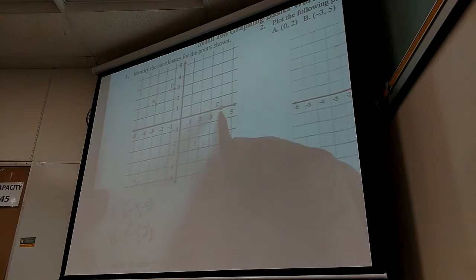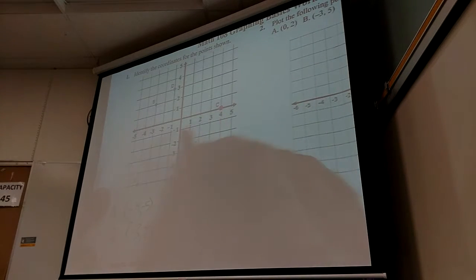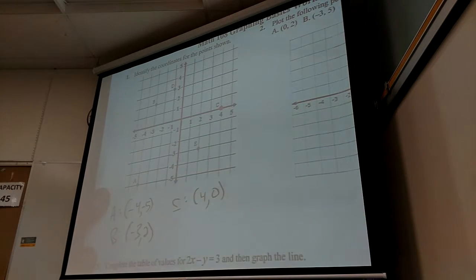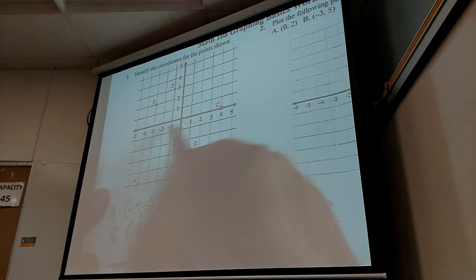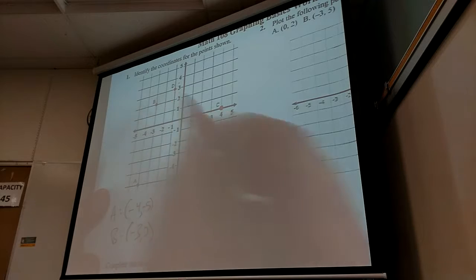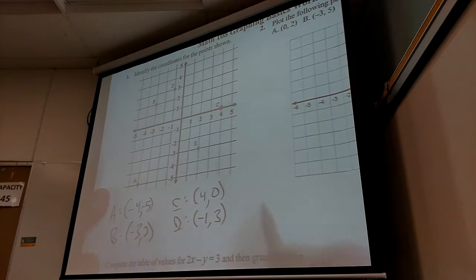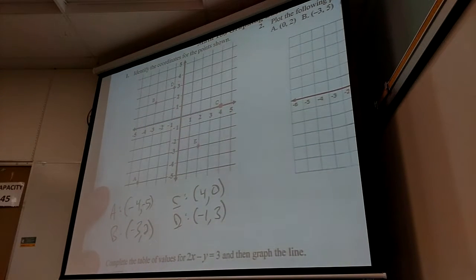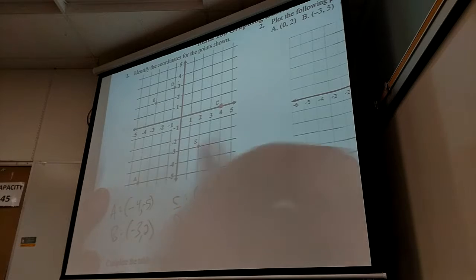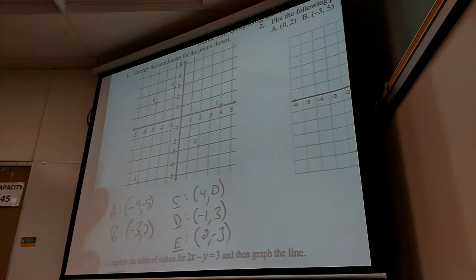What about C? 4, 0. Yeah, go over 4 and then not up and down at all. And then D? -1, 3. Everybody okay so far? And then E? 2, -3.